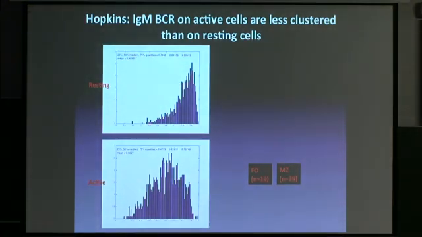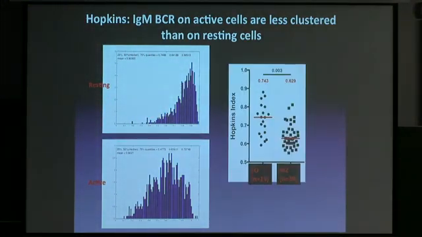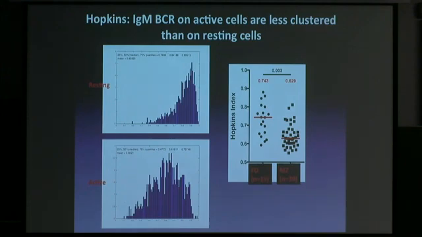So for example, we can generate histograms of Hopkins indexes for resting cells, so these would be the follicular cells, and active cells like the marginal zone cells. Okay, and we can see that, well, this is strange, right? I haven't shown you the picture yet. That was a mistake. But the follicular cells have more clustering.